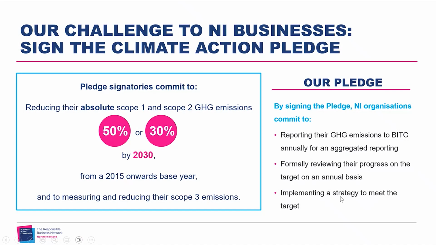So the Climate Action Pledge is our challenge to Northern Ireland businesses to make a commitment to reduce their absolute Scope 1 and 2 emissions by 50% or 30% by 2030, and to measuring and reducing their Scope 3 emissions, all from a baseline year of 2015 or thereafter. And we also ask our signatories to report on their emissions each year using the pledge reporting platform that we've developed to us each year, which we then include in aggregated format within our annual pledge report.